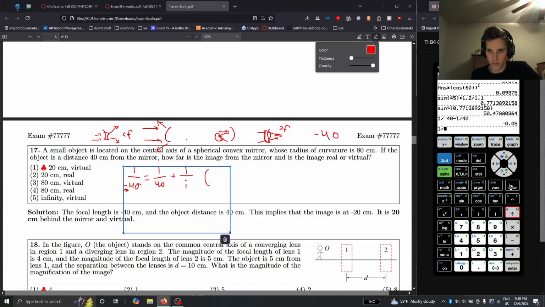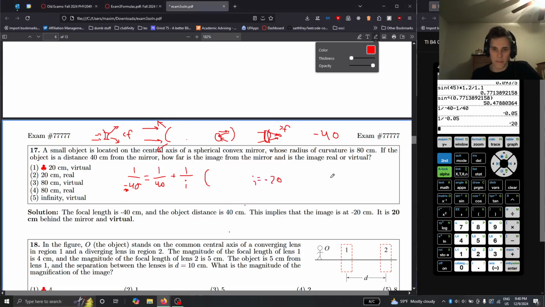We'll go 1 over this. So I is equal to negative 20. What this basically implies is that the light came in and got scattered around. Instead of what you'd expect with a mirror, where you have an object and the image comes out in front, the actual image is projected to be over here, 20 centimeters away. So that's the virtual image, again, 20 centimeters away.